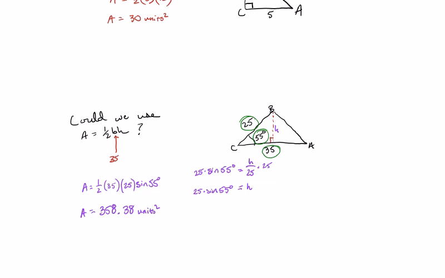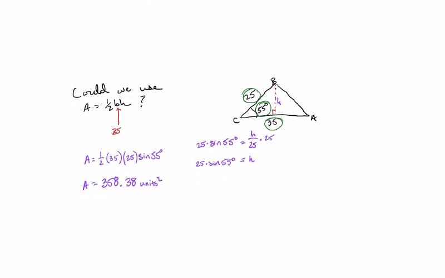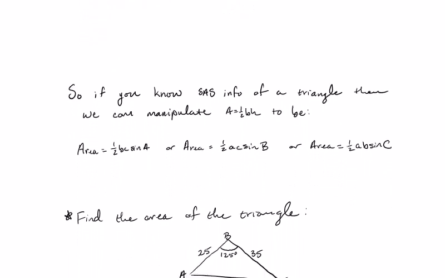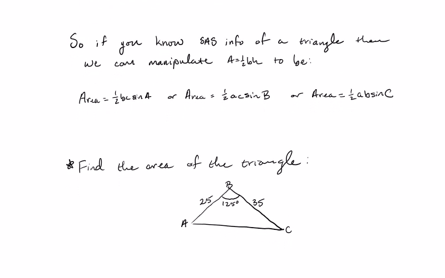and you'd always find the height using the sine. And if that's the case, then given side, angle, side information, I can actually just write the area formula a little bit differently, just using the sine. So here you go. If you know side, angle, side info of a triangle, and it doesn't have to be a right triangle, right? The last one we just did was not a right triangle.